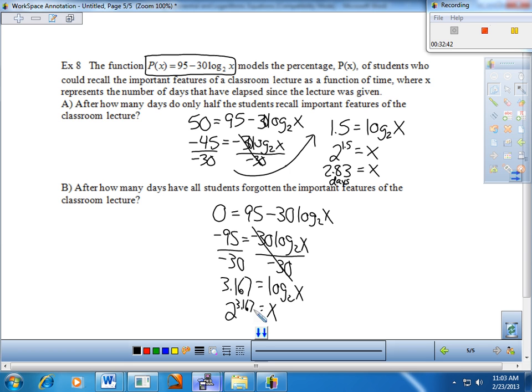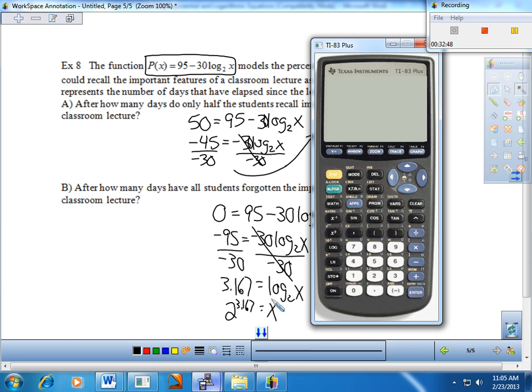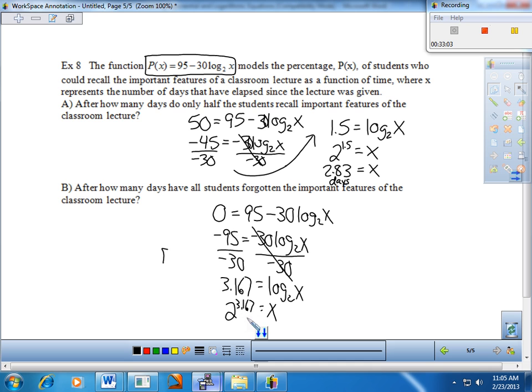So after how many days will all of you forget the great, beautiful, important features of this lesson? So let's see, 3.167, about 9 days. And so let me bring that on up. 8.898 days. Goodness, that's depressing. Oh well. Good math. I like it.